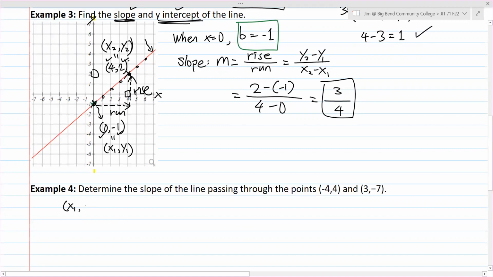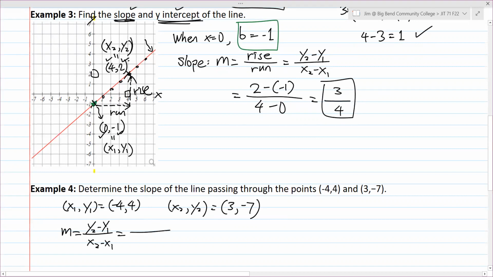Right, so we're talking about the line through the first point (-4, 4), and then we have the second point. They're given in order, so we can assign them in order for sure. All right, and then the slope will be y2 minus y1 over x2 minus x1. And then you plug in -7 minus 4. And the x2 will be 3, and the x1 will be -4.